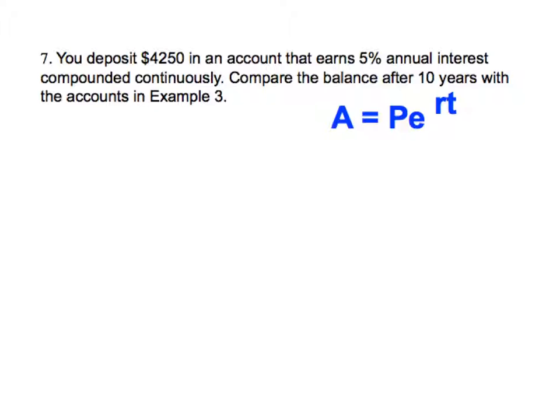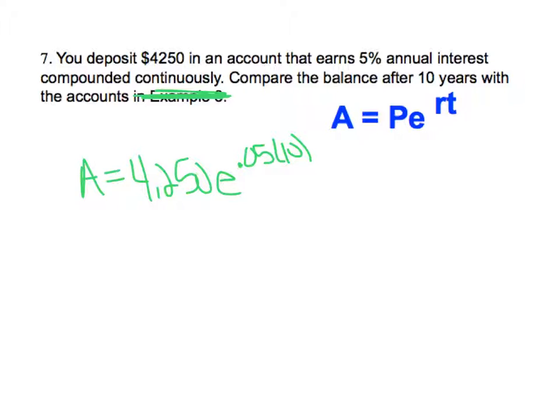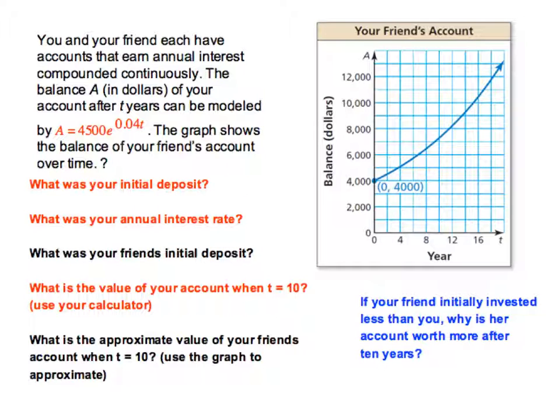So for example, if you deposit $4,250 in an account that earns 5% annual interest continuously, and they want to know the balance after 10 years. You'd have 4,250 e to the r times t. Well, your rate as a decimal would be 0.05, and your time would be 10. When you put that into your calculator, you end up with $7,007.07. Okay, just a couple different ways to look at these natural base functions.